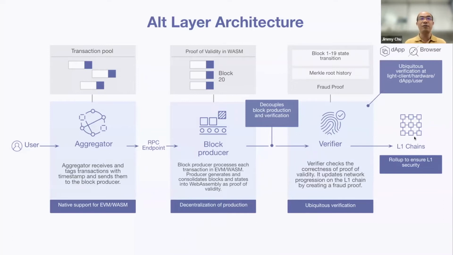So this is the whole process, from the user submitting transactions to the layer 2 through our endpoints, to what is happening on the block producers, and finally how a verifier verifies transactions and submits them back to the layer 1. All right, so that is an overview of the architecture.